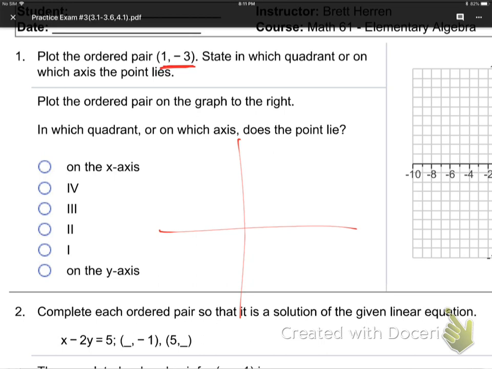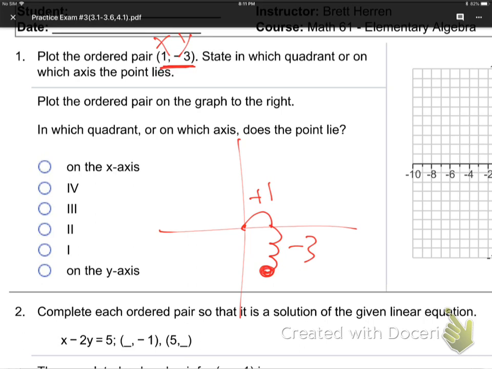The only thing that could get you here: the first number's over, the second number's up or down. We all 100% clear on that? So over 1, the first is x, then y. So from the middle, over 1, down 3, right? Over 1, down 3. So the dot's right there.